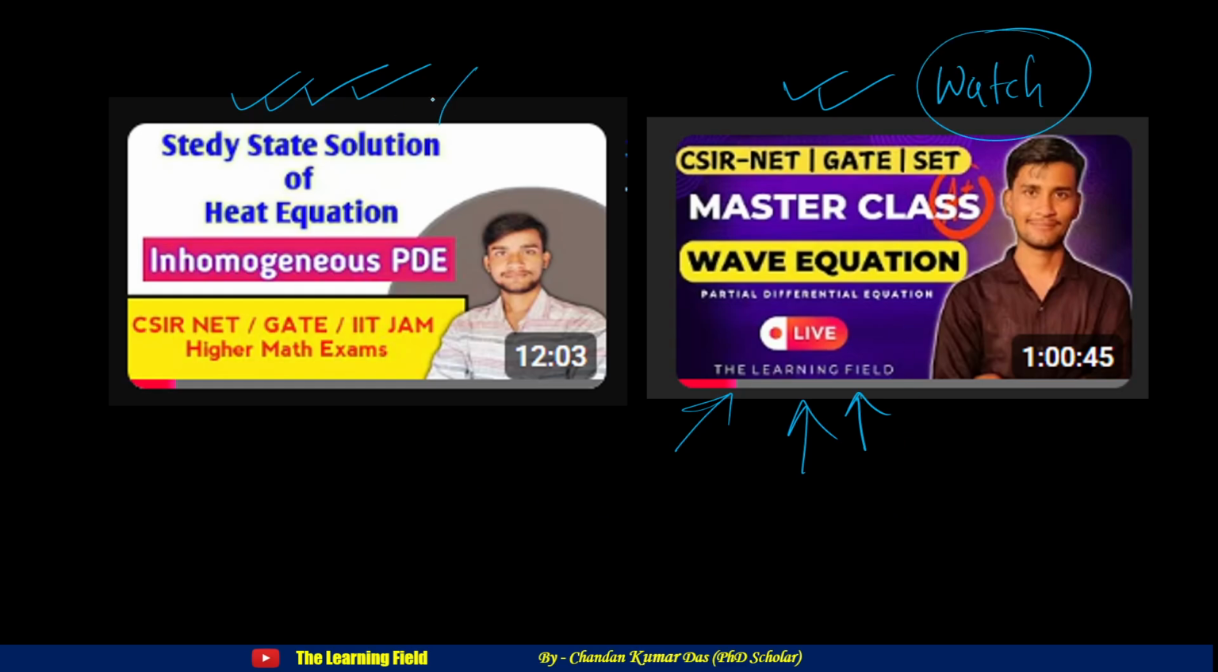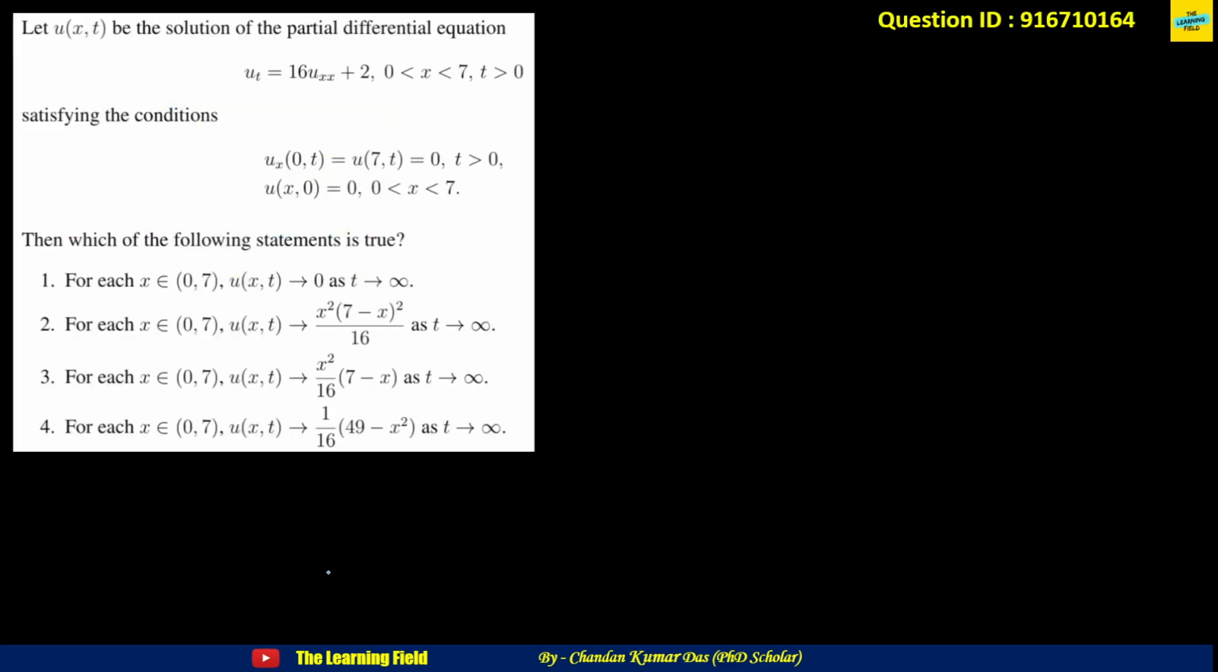And this is the steady state solution of the heat equation. You can also watch this lecture for the next question. The next question is based on this concept. So this is the question. It says: let u(x,t) be the solution of the partial differential equation, this one, satisfying this condition and this, then which of the following is true? It is given that all the options are for t tends to infinity. So t tends to infinity, what do you mean by that? t tends to infinity means this leads to the steady state solution.